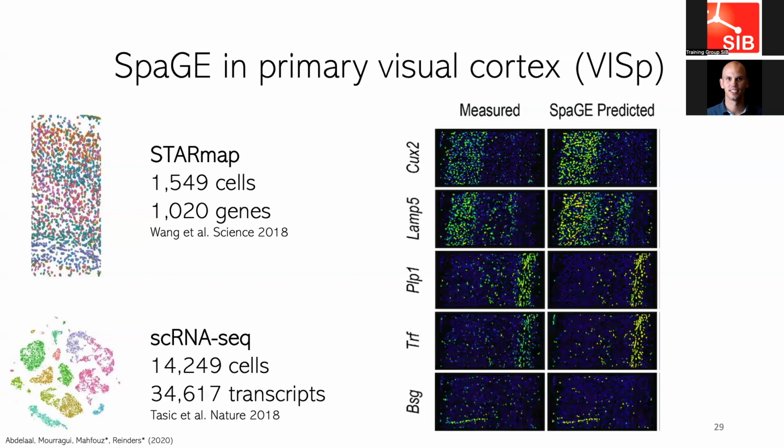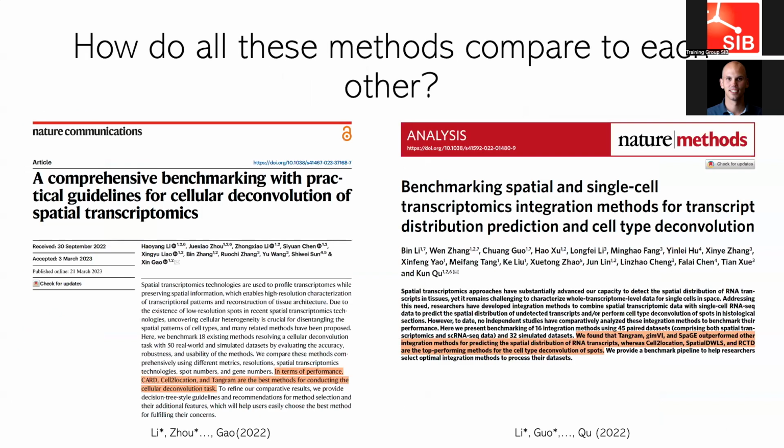And then you can do this in a leave one gene out manner. So you leave each gene out one time, you predict it, and then you look at the correlation or the similarity of these results. And in this case, SpaGE seems to work quite well, even if you have a very sparse pattern over here. But that's what all the methods are doing. So how well do they do?